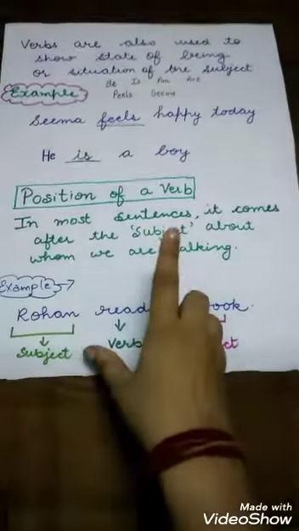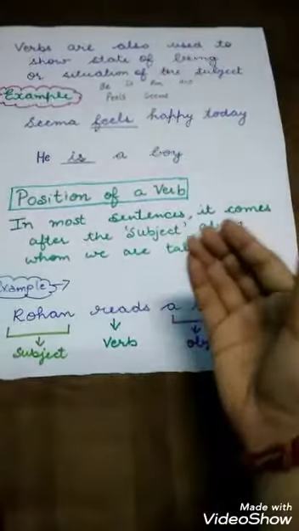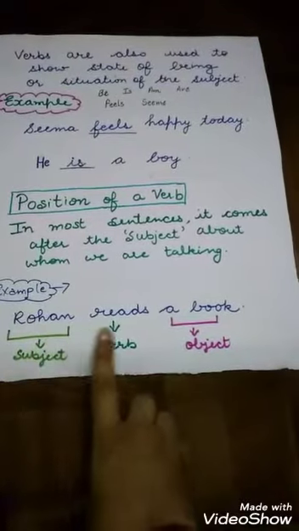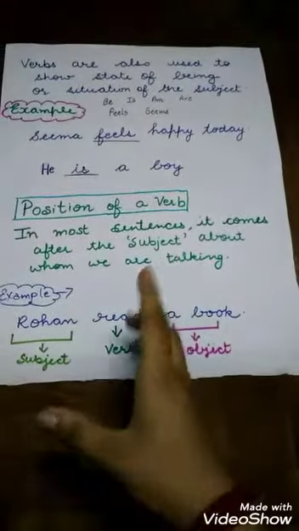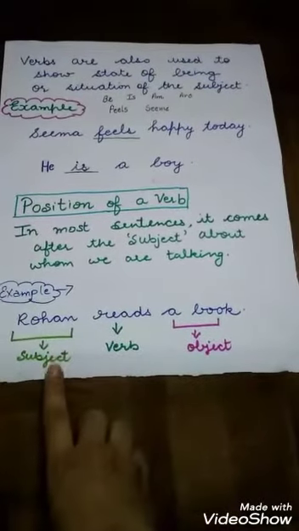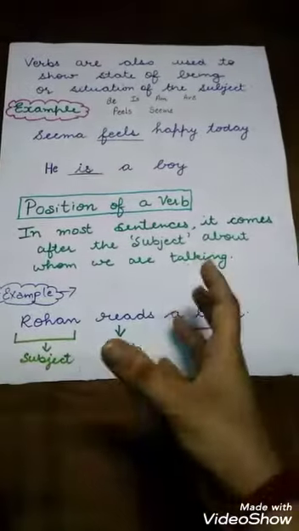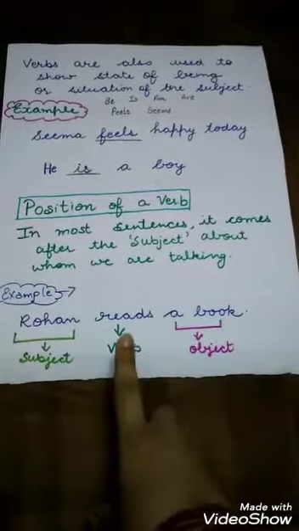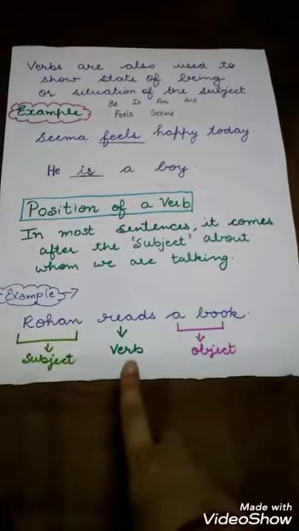In most sentences, it comes after the subject about whom we are talking. Now read out the following example. Rohan reads a book. Now the person about whom we are talking is Rohan. So Rohan is the subject of the sentence. Now what work or what action does he perform? Yes, he is reading a book. So read is a verb.